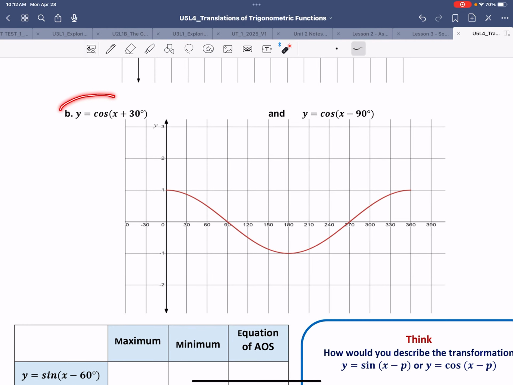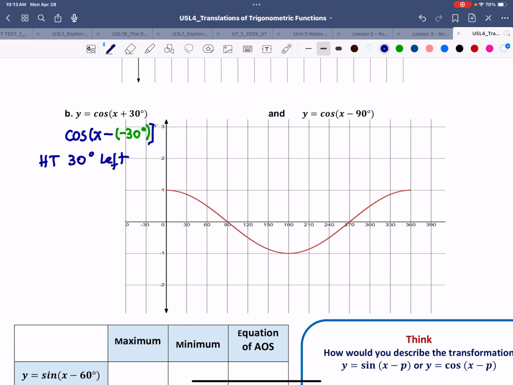In the same way, we look at the graphs of cosine functions. This time we have y equals cosine of x plus 30. Similarly, we look at what number we have subtracted from x. Since we see a plus sign here, it seems that we have subtracted a negative 30. That means that this function has undergone a horizontal translation of 30 degrees to the left, and the value of p is equal to negative 30. So negative stands for the left.